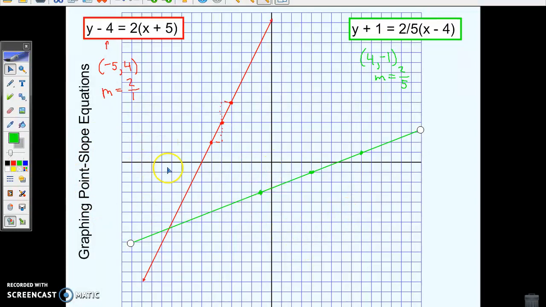We've got 2 lines graphed from these 2 equations, and lines that would not be necessarily convenient to graph in slope-intercept form. All right, there you go.